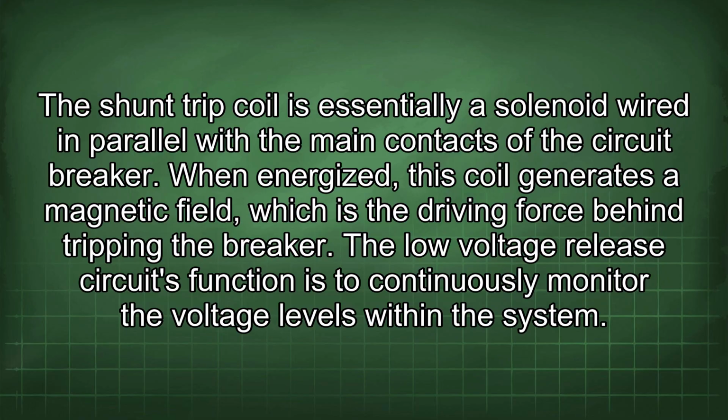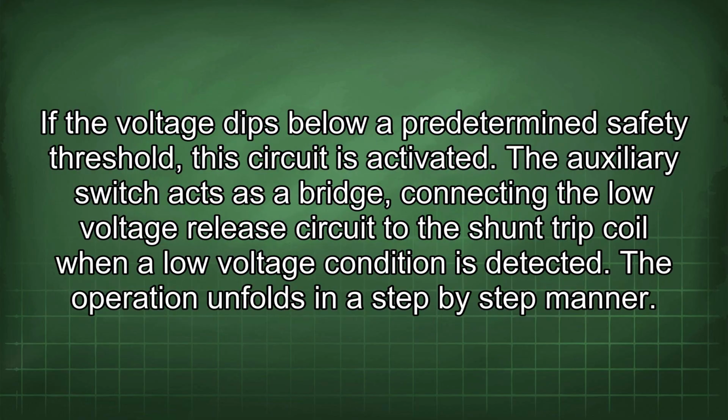The low voltage release circuit's function is to continuously monitor the voltage levels within the system. If the voltage dips below a predetermined safety threshold, the circuit is activated. The auxiliary switch acts as a bridge connecting the low voltage release circuit to the shunt trip coil when a low voltage condition is detected. The operation unfolds in a step-by-step manner.